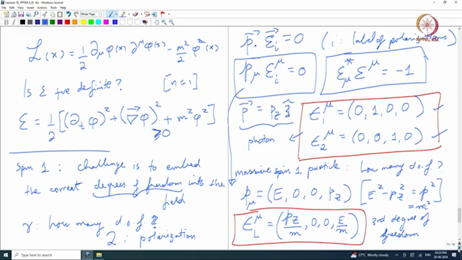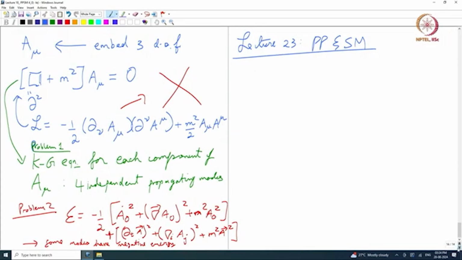And then we wanted to embed these 3 degrees of freedom into a theory using a 4 vector, which is the next non-trivial representation of the Lorentz group, right, as opposed to a scalar. So we started with the one Lorentz invariant equation of motion that we know, which is the Klein-Gordon equation, constructed a suitable Lagrangian and found that even this is not a successful program.